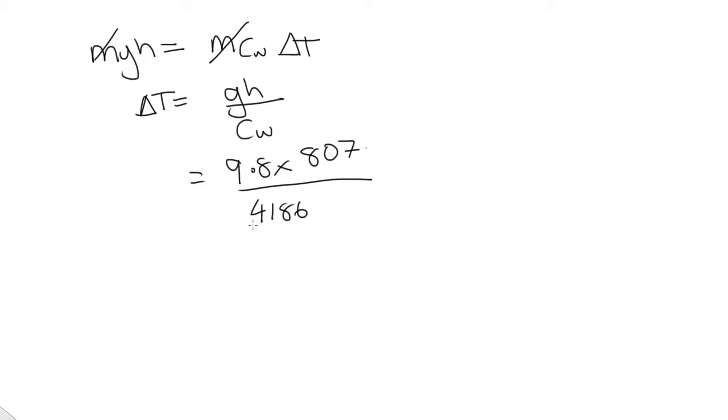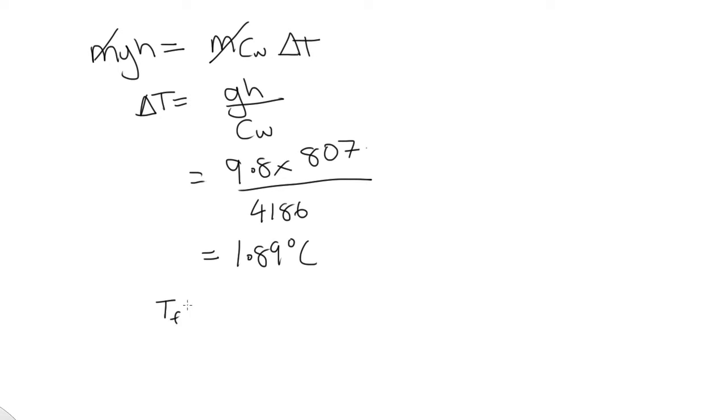4,186, which is the heat capacity of water. Solving that on the calculator, we end up with 1.89 degrees C. So that's the change in temperature. Now it's gaining kinetic energy, so it's gaining energy, so its temperature will increase.